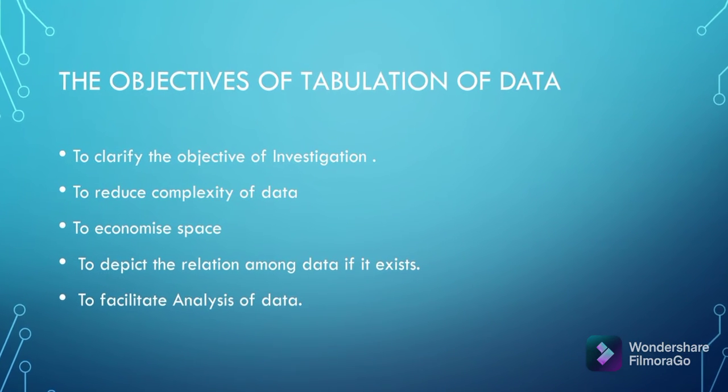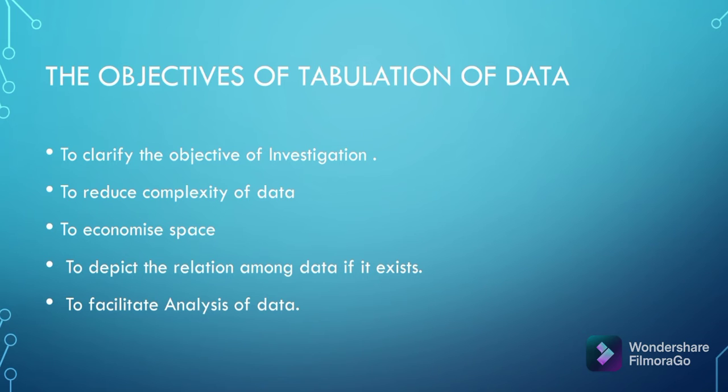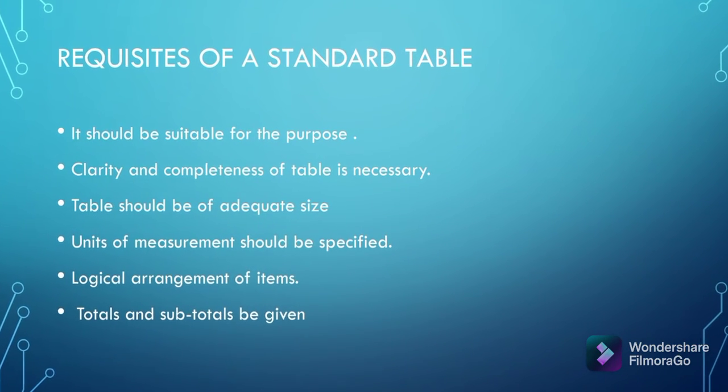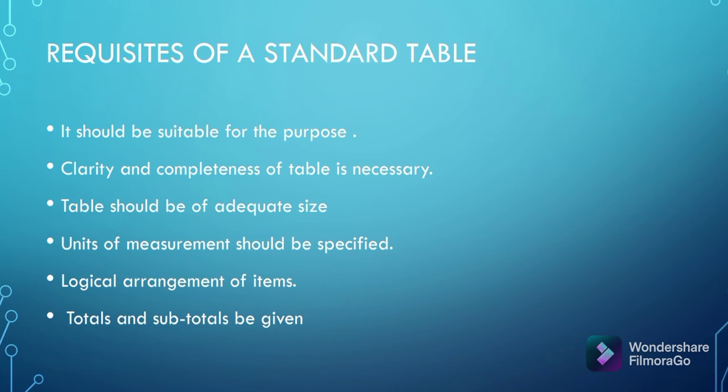Standard table. It should be suitable for the purpose. Clarity and completeness of the table is necessary. The table should be of adequate size. Units of measurement should be specified. Logical arrangement of items. Totals and subtotals should be given. Requisites of a standard table are: it should be suitable for the purpose, clarity and completeness of the table is necessary, the table should be of adequate size, units of measurement should be specified, logical arrangement of items, totals and subtotals should be given.